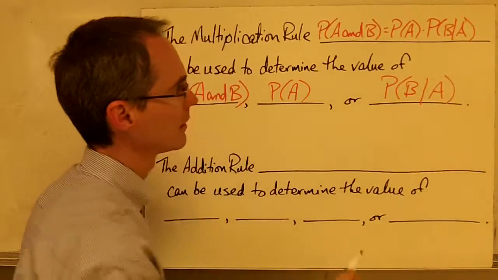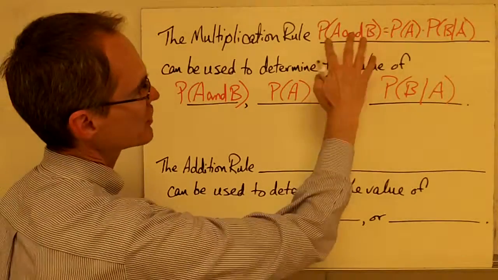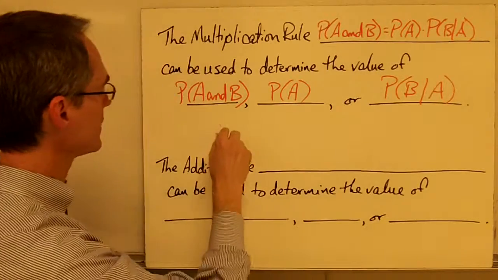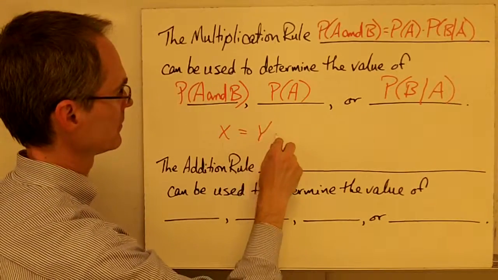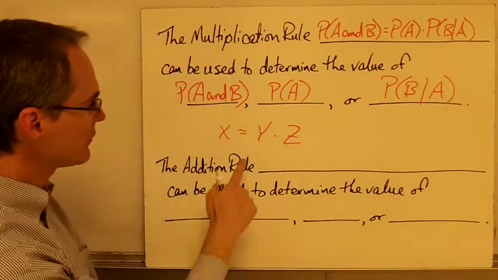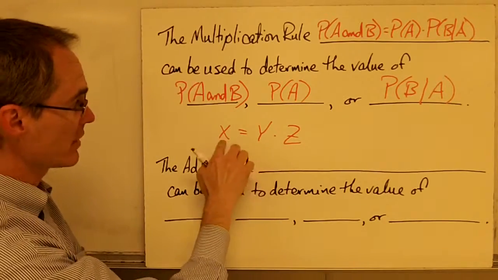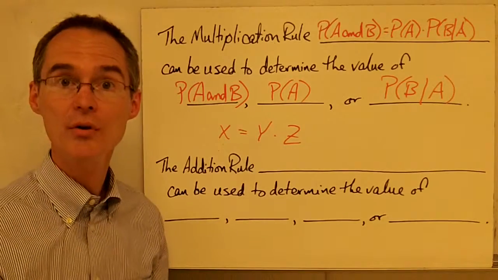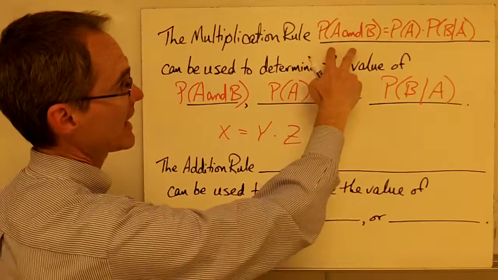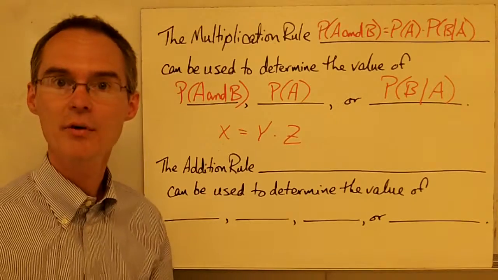In other words, this formula is just kind of like x equals y times z, where this is x and this is y and this is z. Well, if you happen to know any two of these quantities, x and y or x and z, you can find the value of the third quantity. It's the same way here. This is just a formula that has these three quantities. If you know any two of them, then you can figure out the value of the third one.